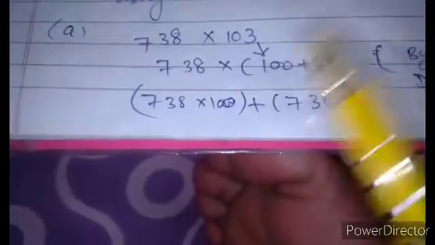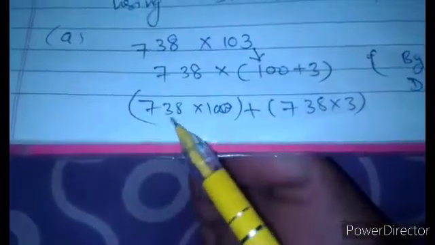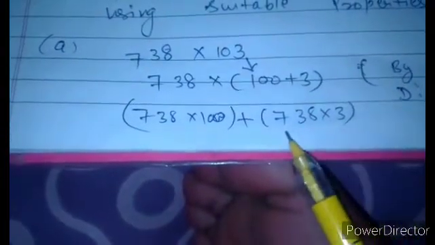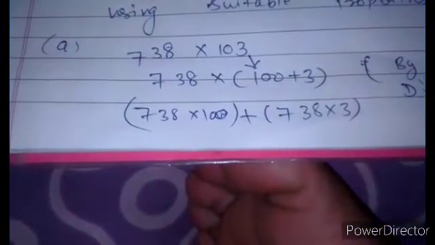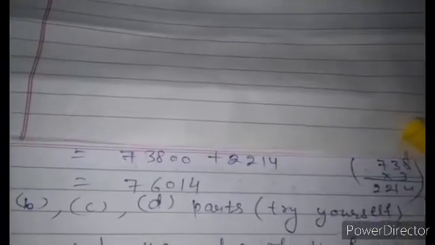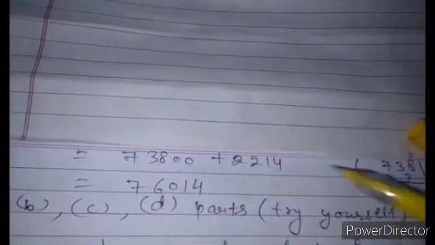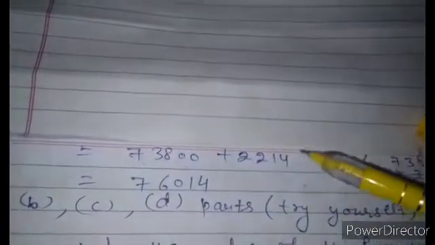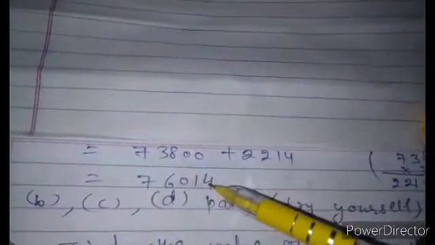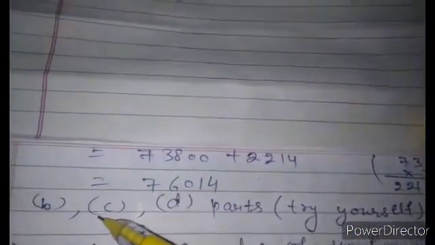Means after multiplying, behind 738 we will put 2 zeros, and on the right hand side after showing this multiplication you can write 2214. Right hand side after multiplication you can solve. After that, after plus you can write here. Now question number 4, B, C, D parts you can try yourself with the same method.